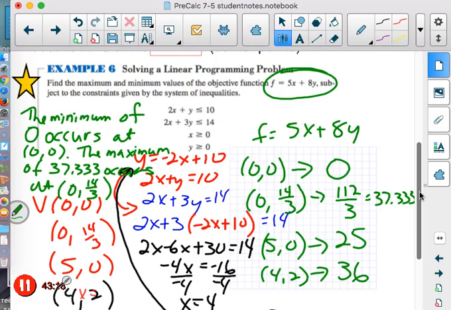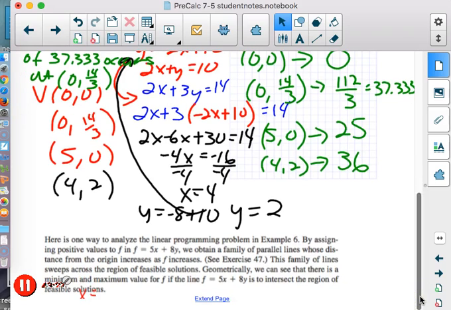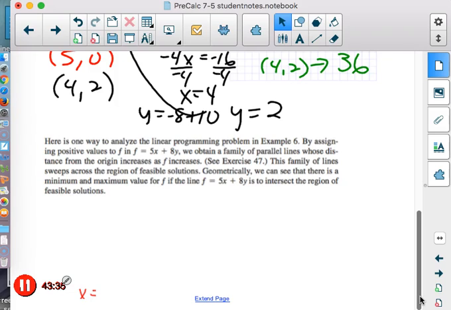That is a linear programming problem. So that is a really good start, because this is the level that you did in Algebra 2. That was about as hard as your Algebra 2 stuff. But yeah, on Monday, we're going to be looking at many more equations. So it says, here's one way to analyze a linear programming problem. By assigning positive values to 5x plus 8y, we obtain a family of parallel lines whose distance from the origin increases as f increases. The family of lines sweeps across the region of feasible solutions. Geometrically, we can see that there's a minimum and maximum value for f. I think we better hang on to that because you're catching up with stuff.